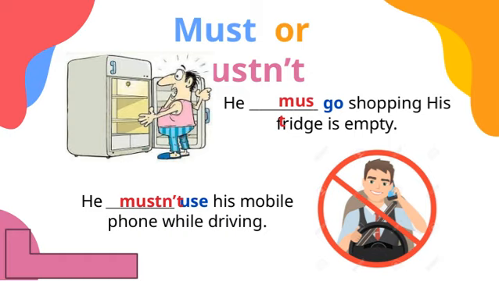Next, we have must, which is used to express obligation or necessity. In the sentence, "He must go shopping. His fridge is empty," we're saying that going shopping is necessary because there's nothing to eat at home. Must shows that something is essential or quite important to do.